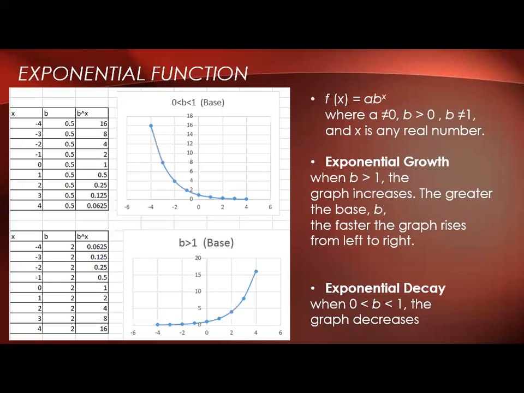In our case, the base is 2 for growth, and for the second one, exponential decay, the value should be within the range of 0 to 1. So I have given the value 0.5. We have discussed that x can be any real number, that's why I have given -4 to +4, which includes negative values and positive values as well as 0.